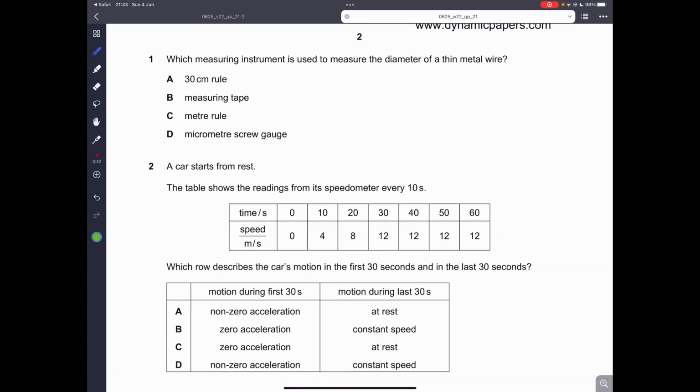Now, question number 1. Which measuring instrument is used to measure the diameter of a thin metal wire? To measure a thin wire, we have to use something that is very small, and therefore a micrometer screw gauge is something that works best.